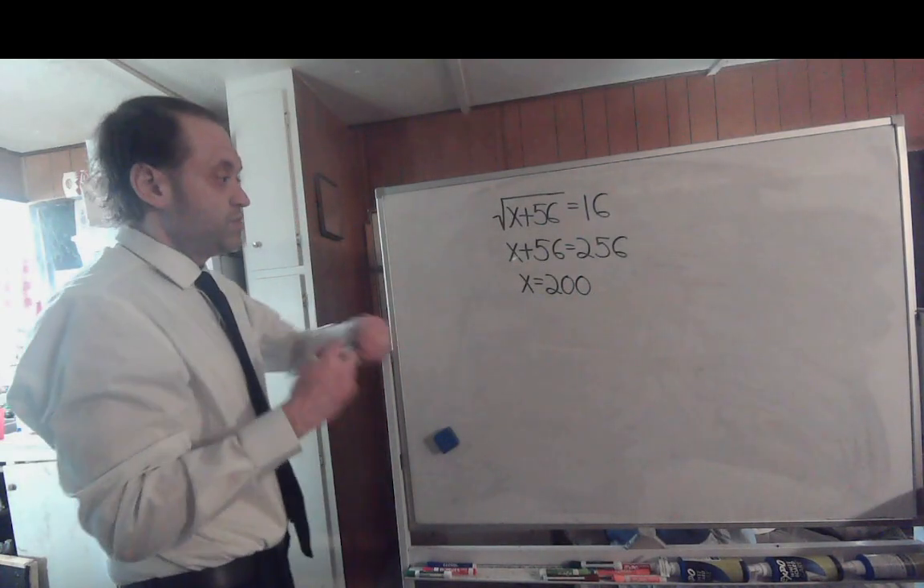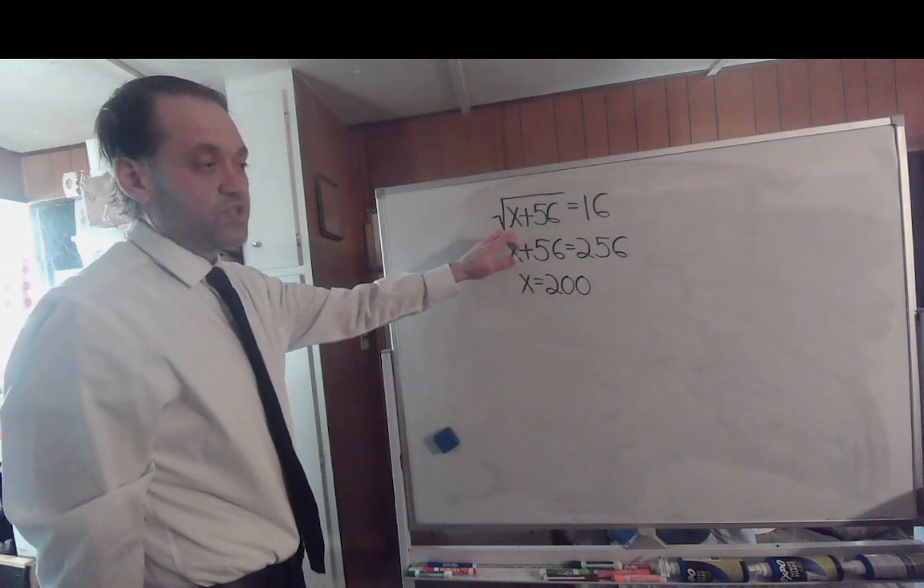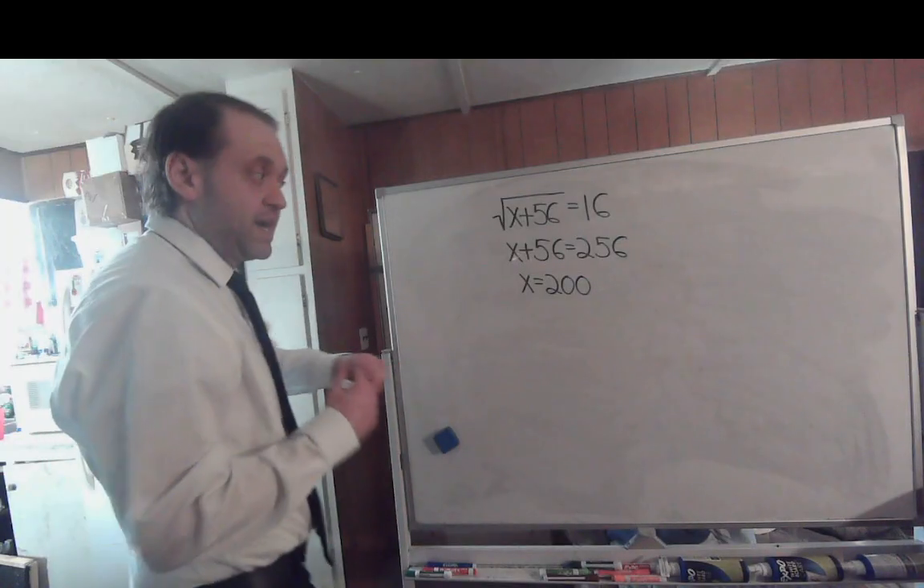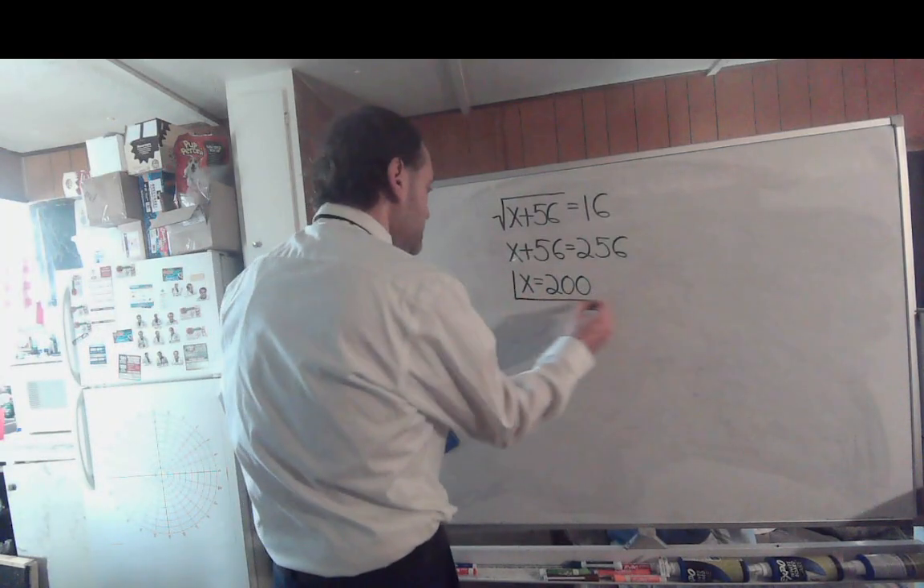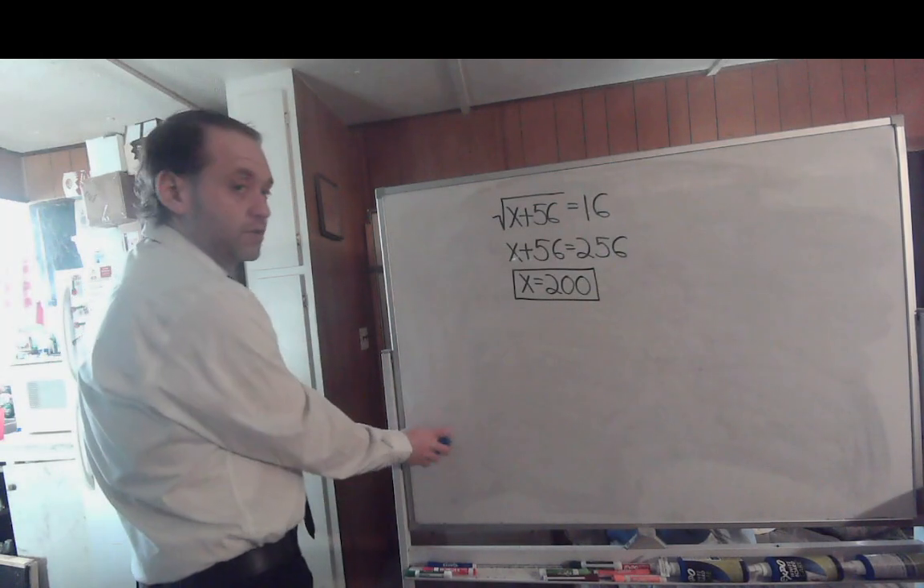Now put that 200 value in for x. The square root of 200 plus 56 equals the square root of 256, which does in fact equal 16. So the x value of 200 is the solution for this particular equation.